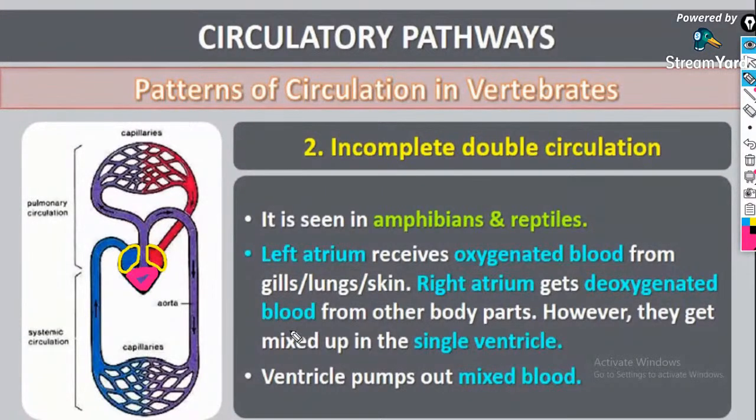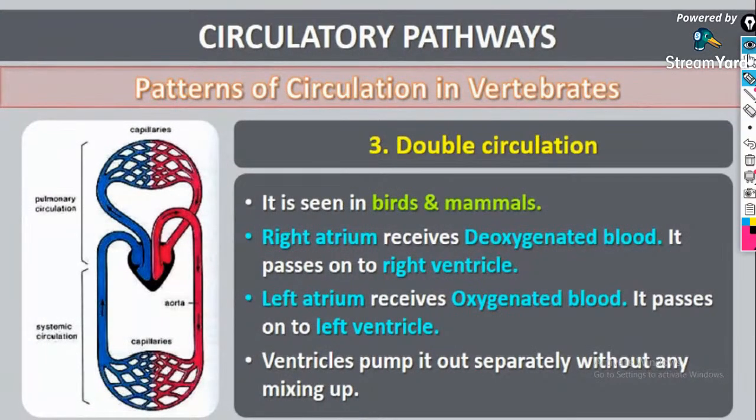Even though the right side receives deoxygenated blood and the left side receives oxygenated blood, in the ventricle these get mixed up. So the ventricle pumps out mixed blood, that is partially pure and partially impure blood. Give me thumbs up on the screen if you are clear up to the topic of incomplete double circulation.